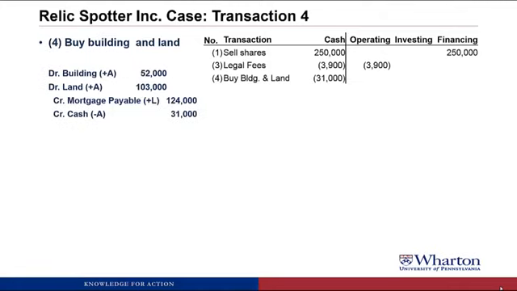Next, in transaction number 4, Relic Spotter bought land and building with a mortgage and $31,000 of cash. So go ahead and try to classify this cash flow as operating, investing, or financing. The answer here is obviously $155,000 cash outflow for investing and $124,000 cash inflow for financing.